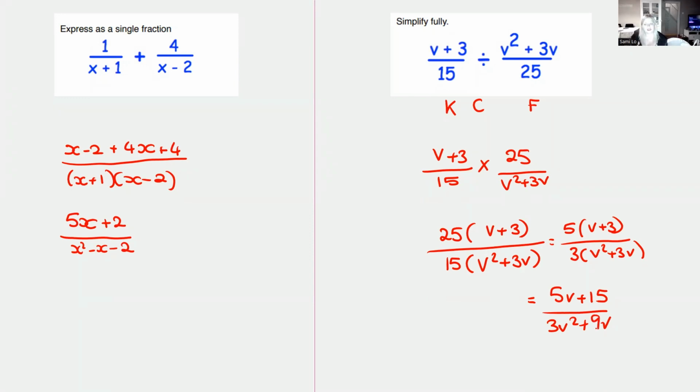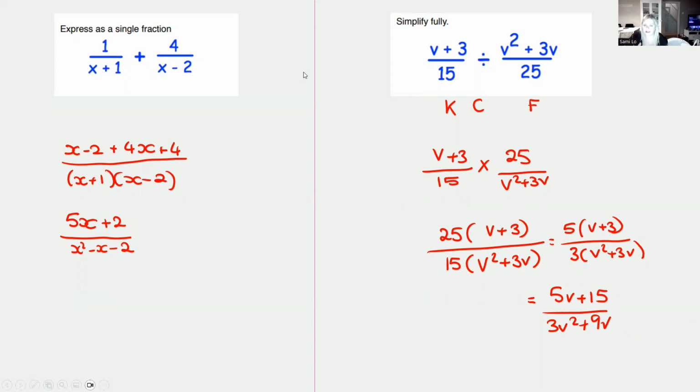Check again to make sure that we finish this question. It's simplify fully, so we haven't got the same factor in every single term. Looking at the coefficients and all the variables, they're not the same, so we can leave it at that, and that question is now finished. Hope that helps.